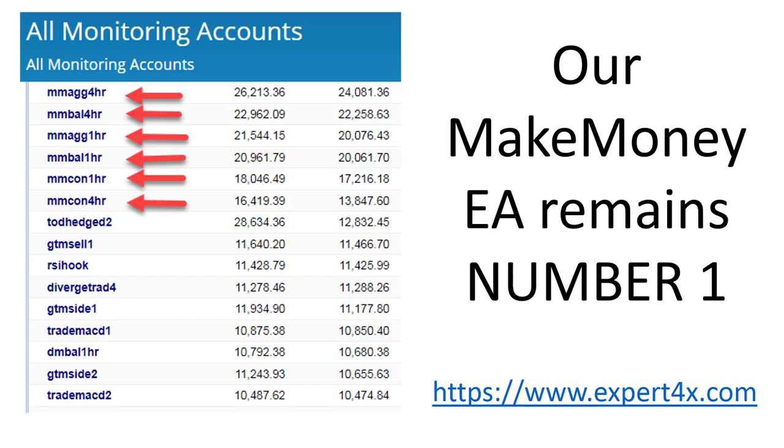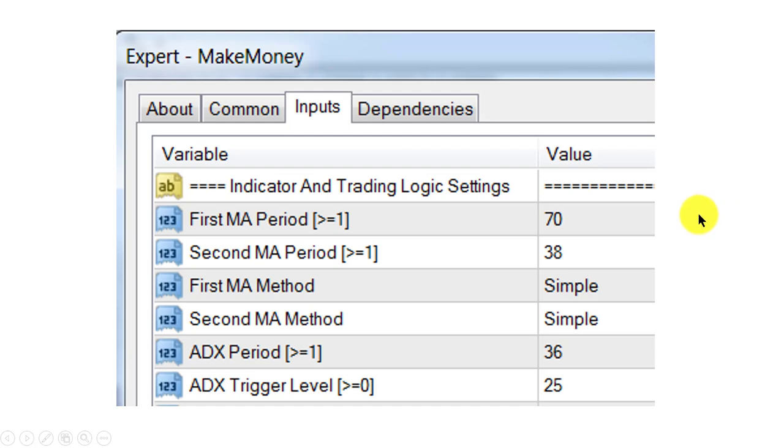Now, proof of this is partially shown in our Make Money EA. The Make Money EA is our most powerful EA, and as you can see, it holds the top positions of all of our EAs that we trade. And why is that? We're going to be looking at the indicators that go into making this such a powerful EA. There are basically only three indicators: one MA, a second MA, and then the ADX indicator.